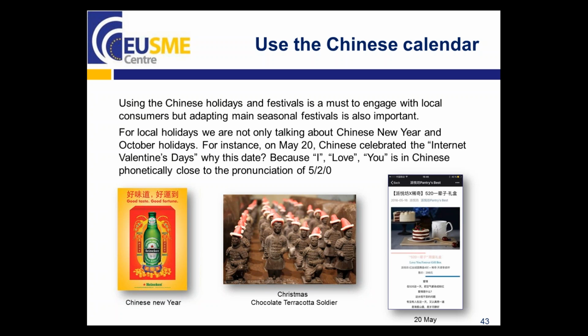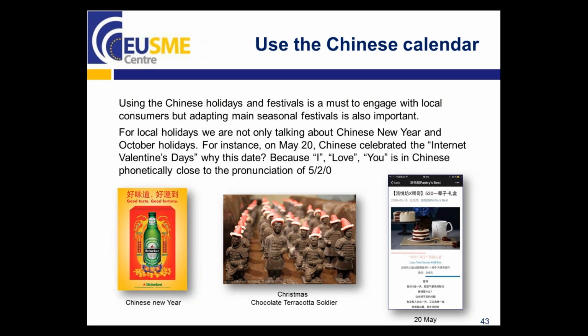And the last example is something that, I mean, you will understand why you need a Chinese local to tell you about this. It's May 20. May 20 is a kind of festival or holiday in China, and it celebrates the Internet Valentine's Day. Honestly, if you are not Chinese, how can you know that? I mean, this is so different from what we know.